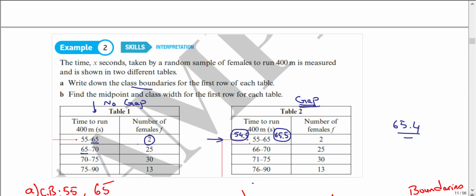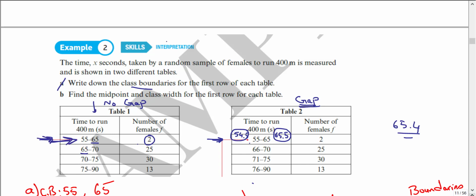Now let's see the questions here. It says, for each of the tables, write down the class boundaries for the first row of each table. So they are talking about the first row, this one. What are the class boundaries here, first row, first table? 54.5? No, we said we do this only if you have a gap. Do we have gaps here? No, so you leave it as it is, 65.